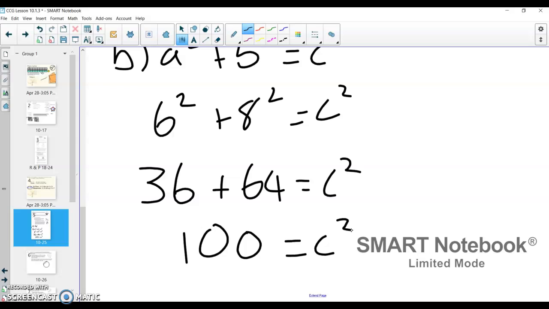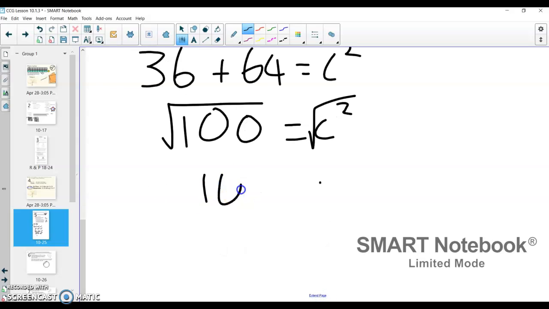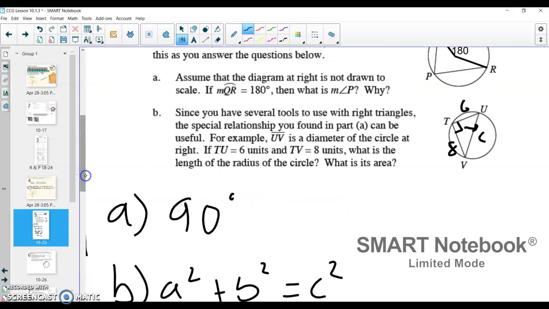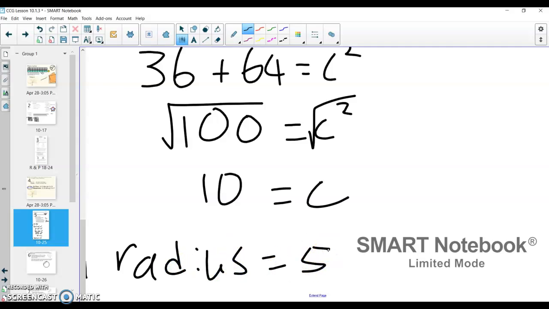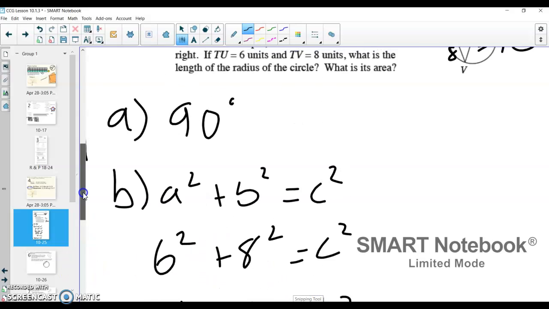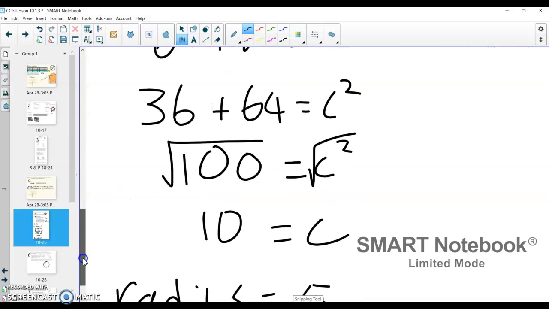And then, so that it's not C squared and it's just C, we square root both sides. What we get for an answer is that the diameter is equal to 10. So instead of this being C, that's equal to 10, which means that the radius is that cut in half. The radius is equal to 5 because radius is diameter cut in half. All right, so now we have our radius, and we just need to find the area.